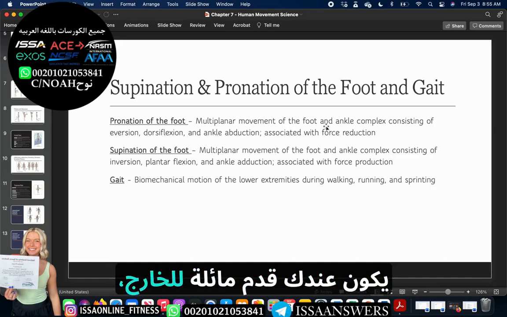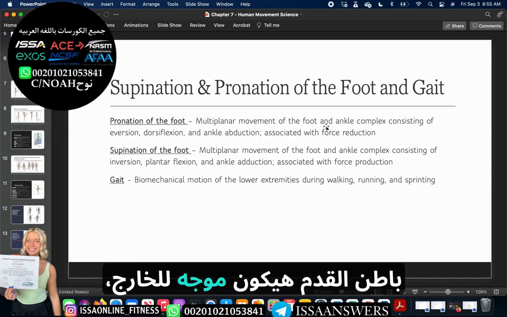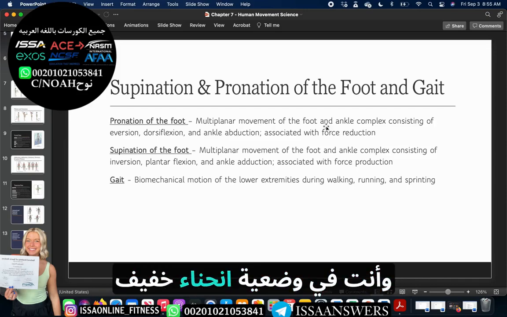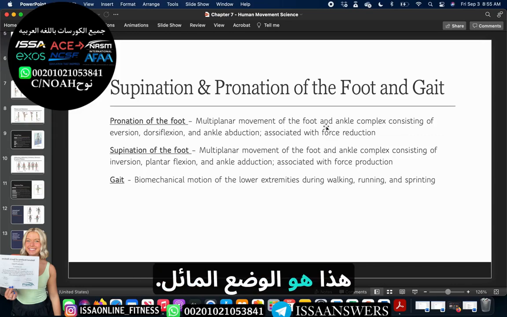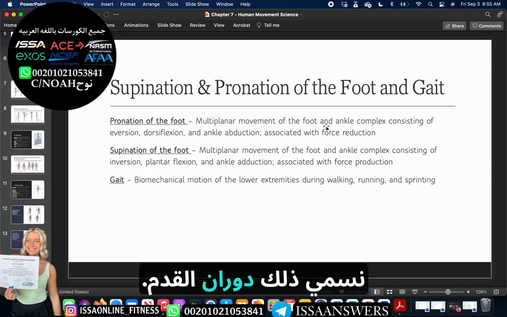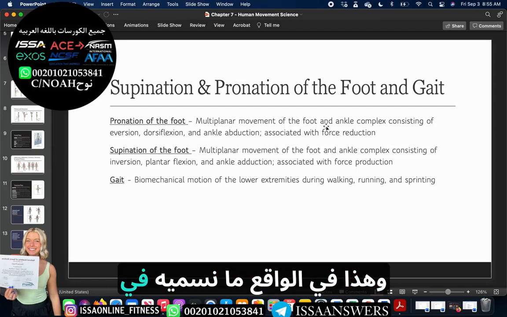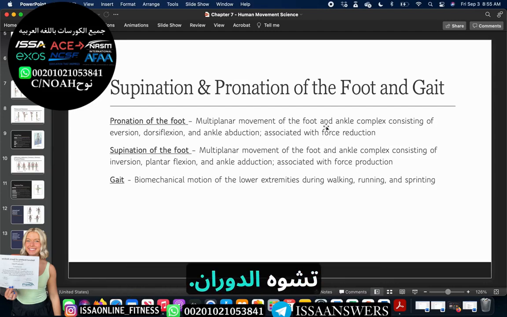Okay, so what I want you to think about here is when you have a foot that is everted, so the soles of the foot are going to be pointing out, you are slightly dorsiflexed and your ankles are abducted. That we would call pronation of the foot, and that's actually what we would call in corrective exercise class pronation distortion.